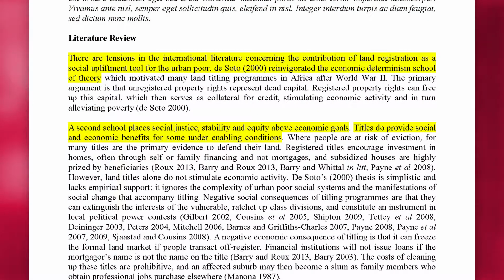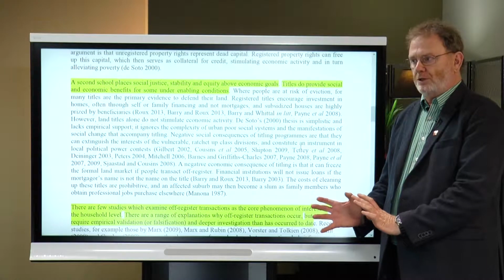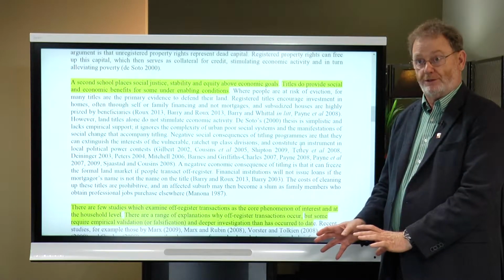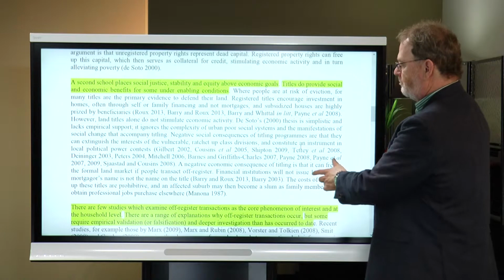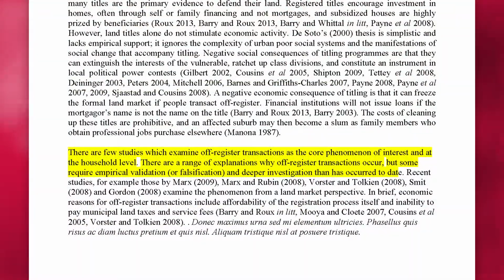Then I go in and I say, a second school places social justice, stability and equity above economic goals. So this school says, yes, we agree with part of the first theory, but it's too simple. We need to look at what are the enabling conditions for that theory to work, and what are these people saying is going to happen when those conditions are not present. So, and we might look at a third theory, or what are the negative consequences.